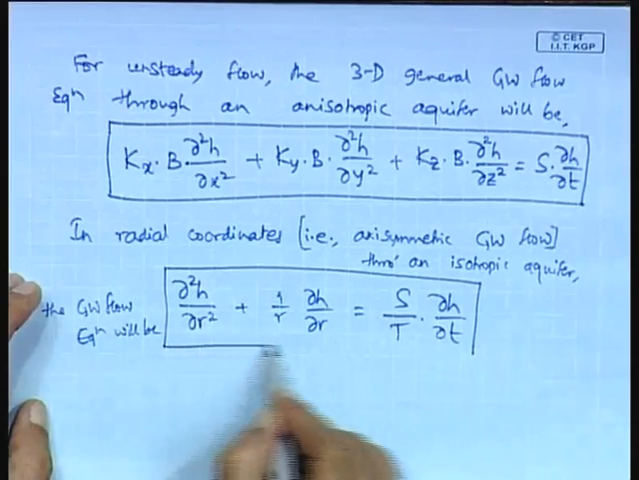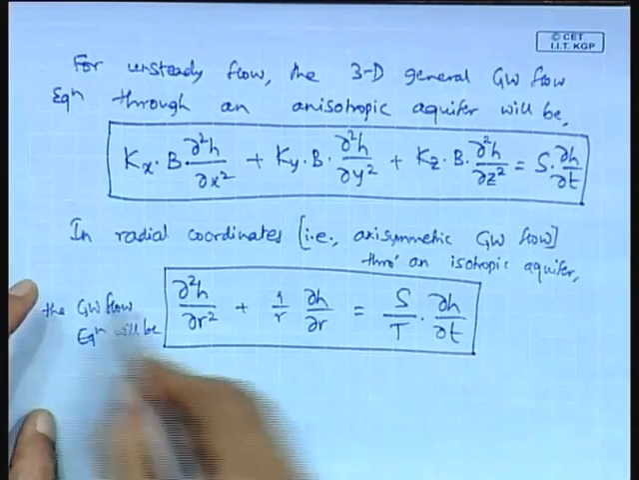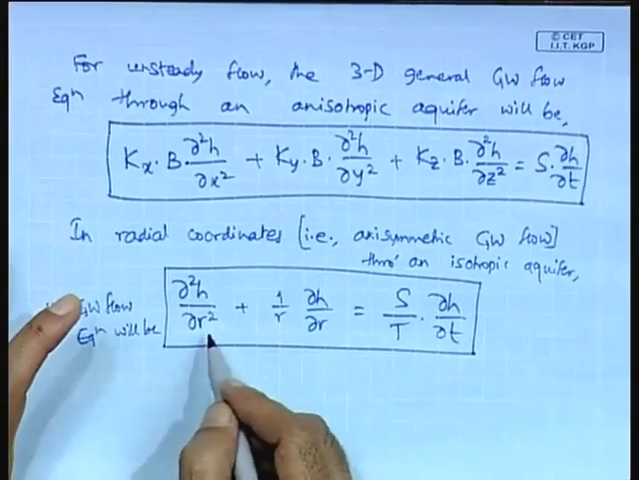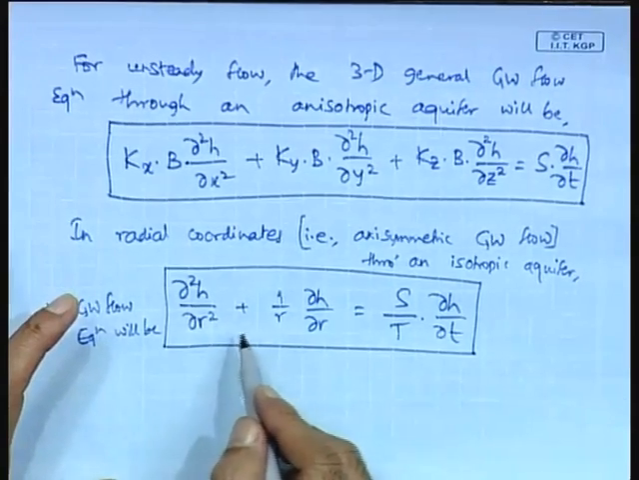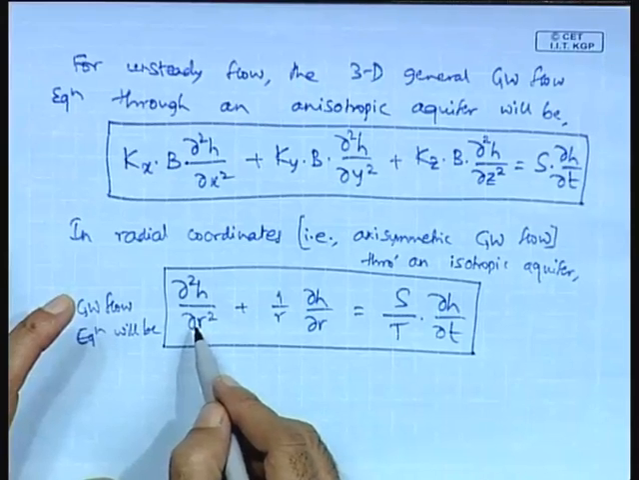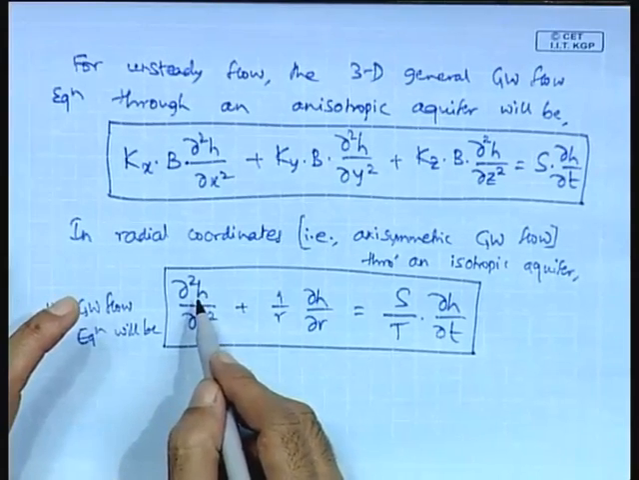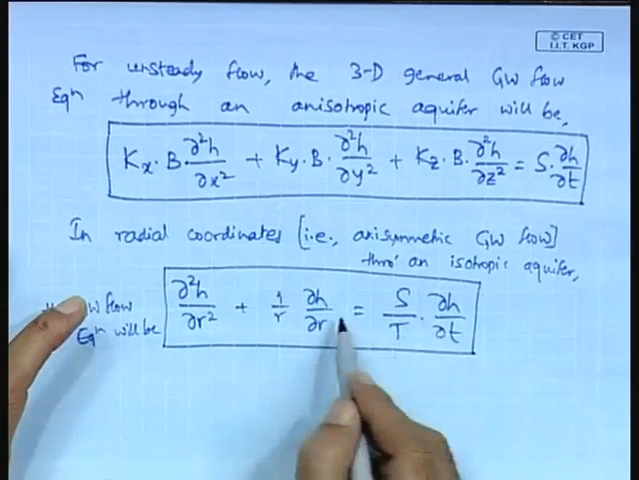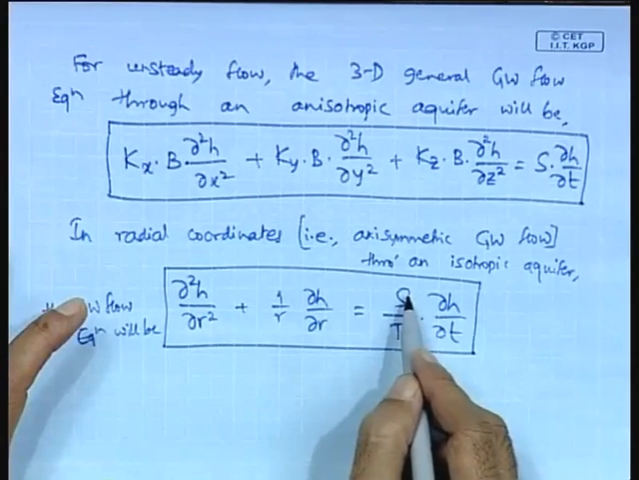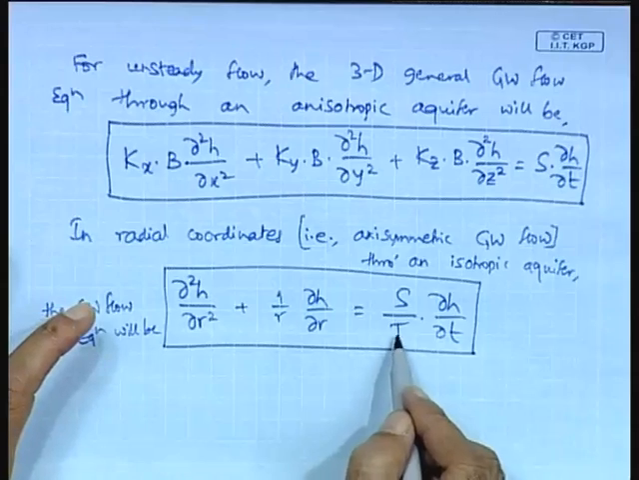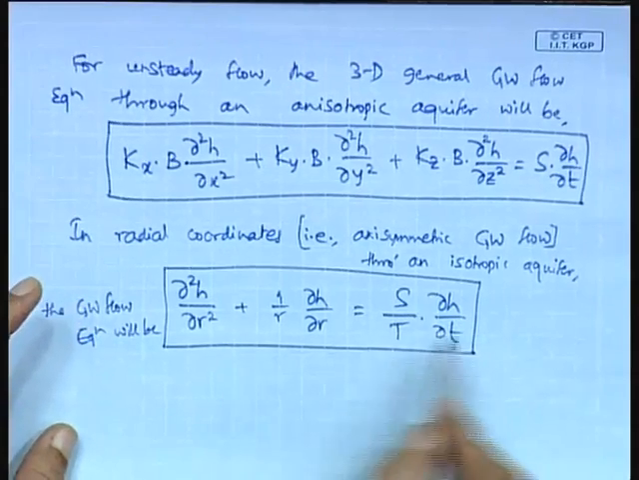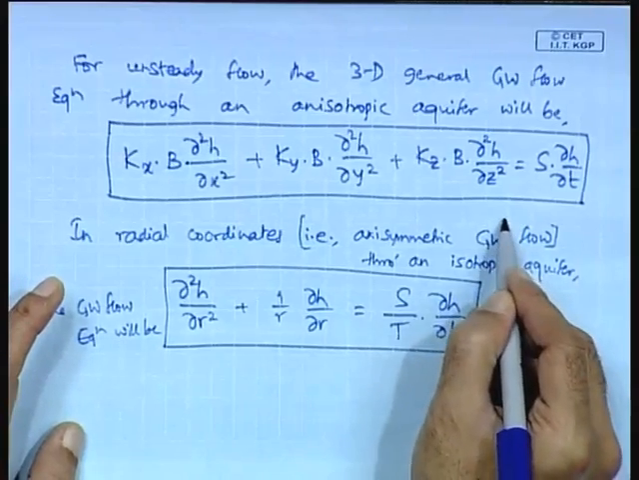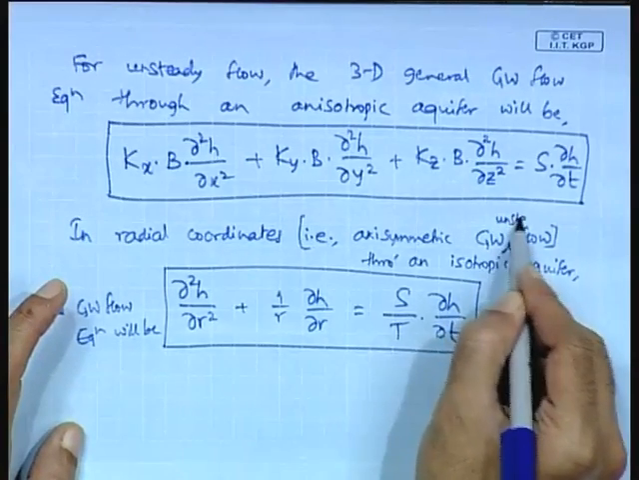So, this is in the cylindrical coordinates, the radial coordinates, where r is the radial distance and h is the head, and obviously this S is the storativity or storage coefficient, T is the transmissivity. And the flow is unsteady. So, here groundwater unsteady flow.